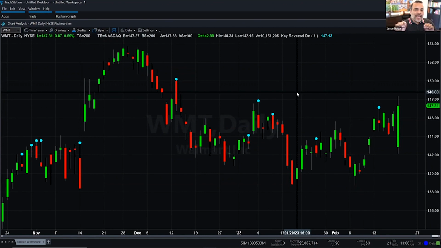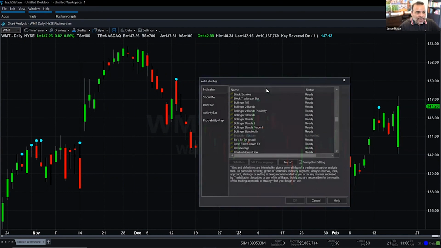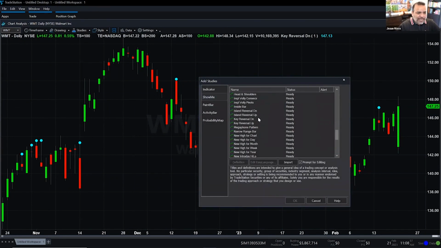What is it that makes a key reversal down on TradeStation? The variations are numerous, and you're going to find definitions of key reversal that are very similar, but not quite the same. So what is it that TradeStation defines as a key reversal down? For that, we need to go into the details of that study and see what it is trying to identify. I went to Studies, then Add Studies, clicked on Show Me, and highlighted the key reversal down.